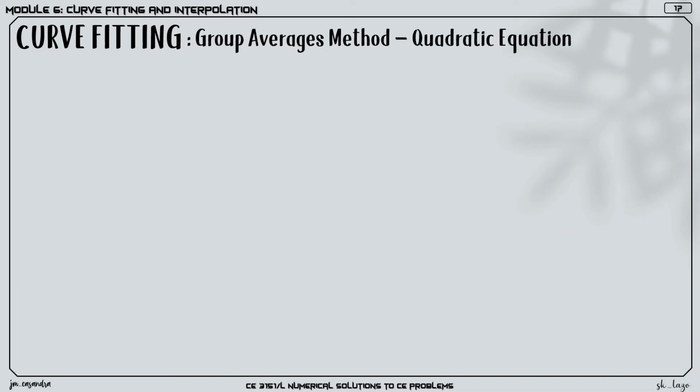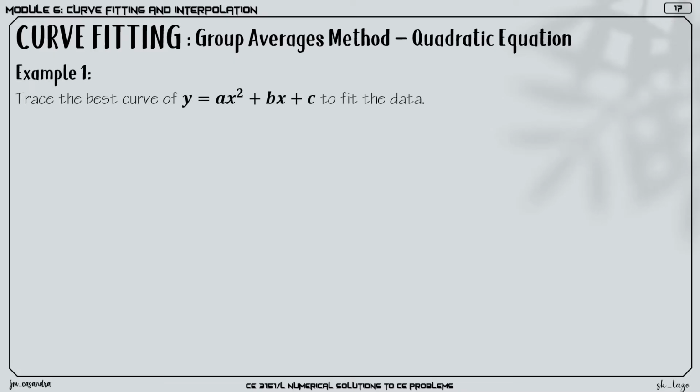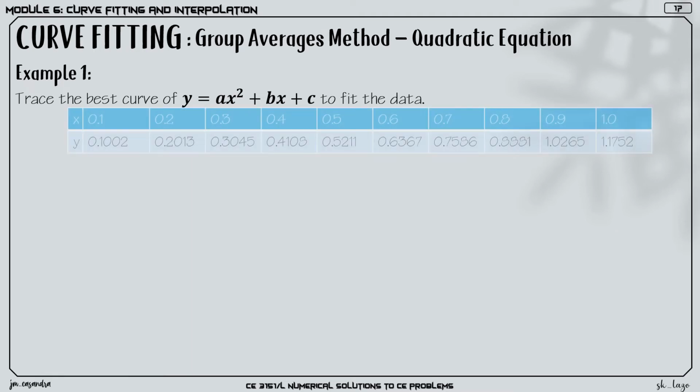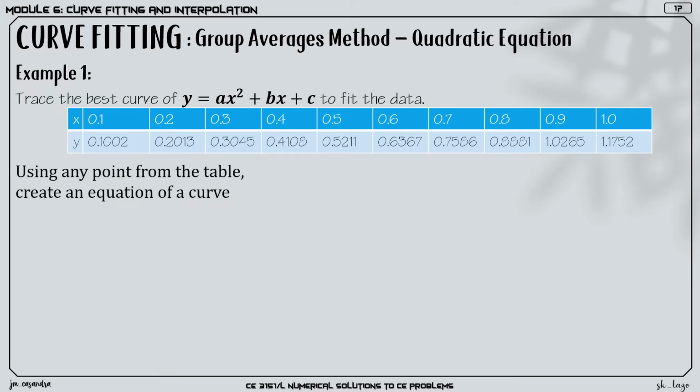To understand the application of the group averages method to quadratic equations, let's have another example. Given now the equation of a curve, which is y equals ax squared plus bx plus c, we determine the best curve that would fit the following data. We're given 10 coordinates for variables x and y. What we do first is to create an equation of the curve using any point from the table. In this case, I'll be using 0.2 and 0.2013.